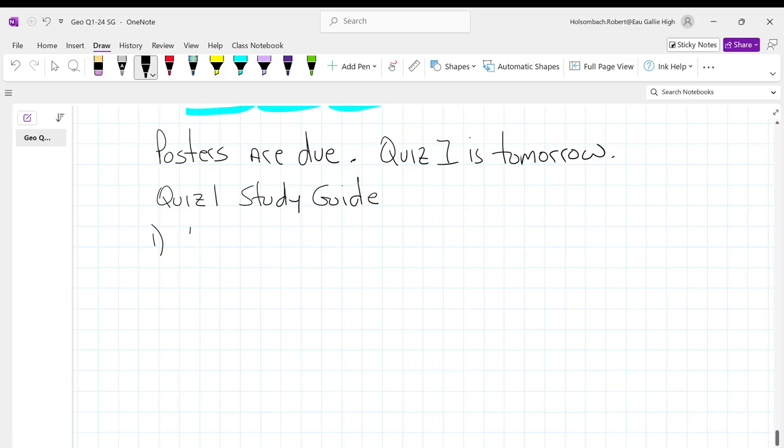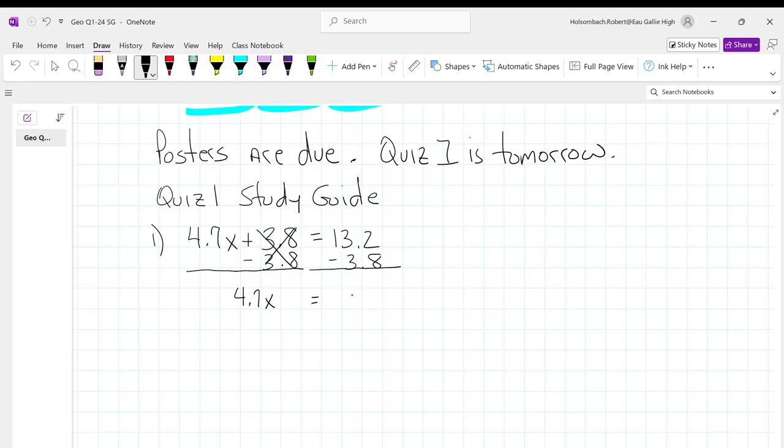Problem number 1, we got 4.7x plus 3.8 equal to 13.2. So we're going to subtract the 3.8 from each side. The 4.7x comes down. 3.8's cancel. And we have 9.4 on the right-hand side. Going to divide both sides by 4.7. The 4.7's will cancel, and the x is equal to 2.